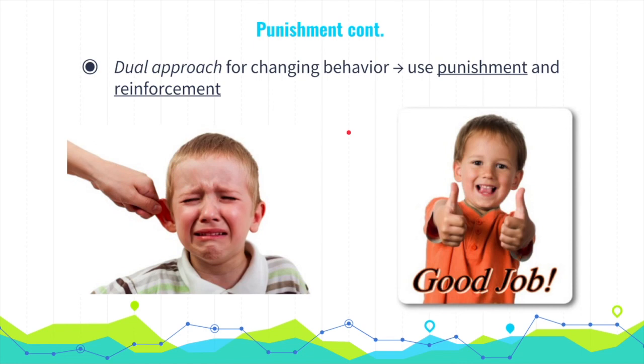Thus, I'm using both punishment and reinforcement to encourage Frank to show up to class. When using the dual approach, most psychologists recommend emphasizing reinforcement. So Frank, what else can we learn from Skinner's work? A couple things.